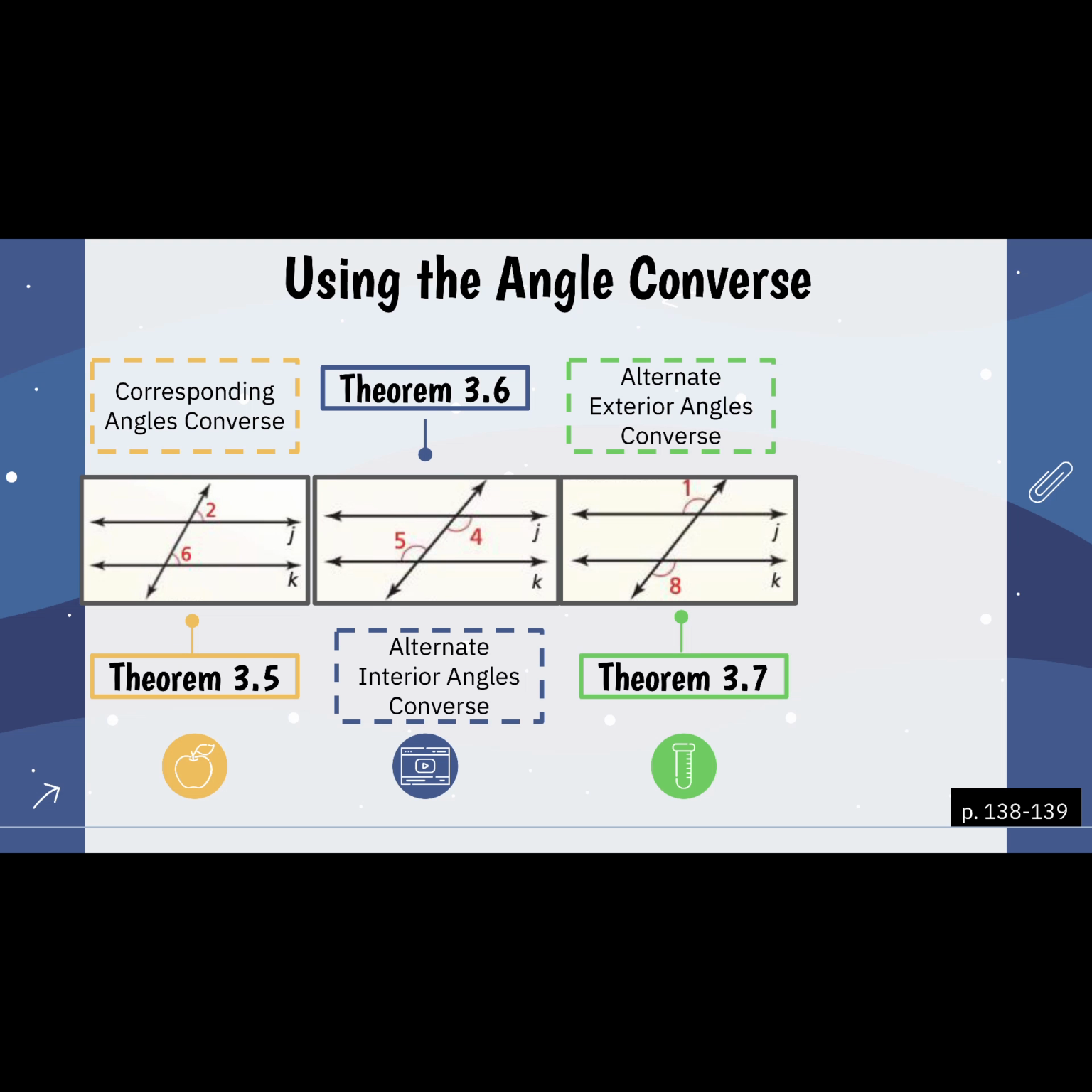You probably are going to start seeing the pattern here, but theorem 3.7, alternate exterior angles converse. If we have alternate exterior angles, then we can know that J and K are parallel.